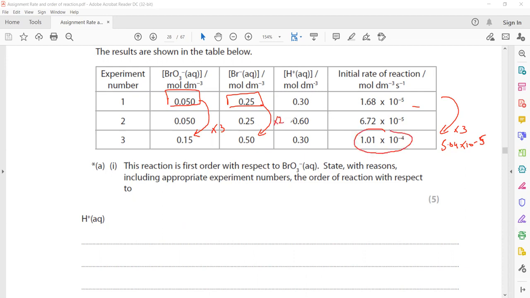So it means if this is double, what happened? 5.04 becomes double, because this is double of 5.04, which is 1.01 into 10 to the power minus 4. So it is first order with respect to bromide ion. Is it clear? Yes, sir. It's clear. Because as you can see, this rate first changes due to BrO3, and then if the concentration of bromide ion is double, we find that the rate is also double, so it is first order with respect to bromide ion.